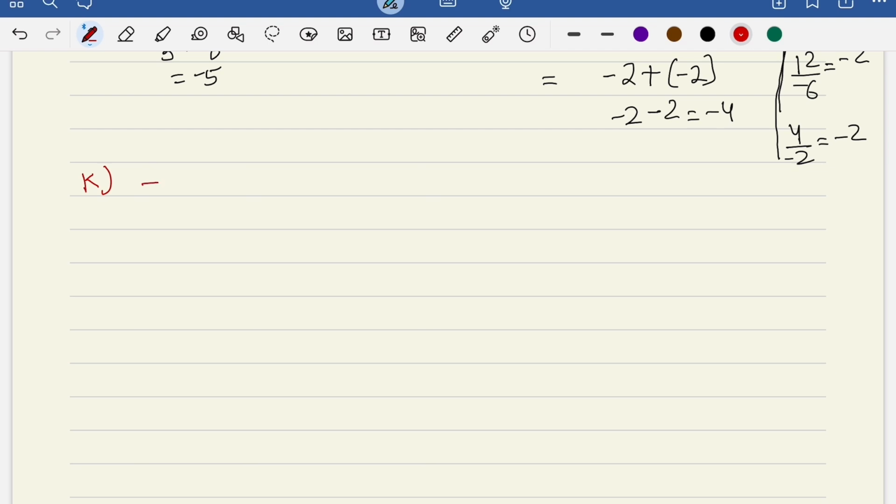K, minus 30 divided by minus 5 minus 6 times 2. Division is done first, so minus 30 divided by minus 5 would be 6. So 6 minus 6 times 2. 6 times 2 is 12. Minus sign is there, so minus 6 times 2 is minus 12. 6 minus 12 would become minus 6.